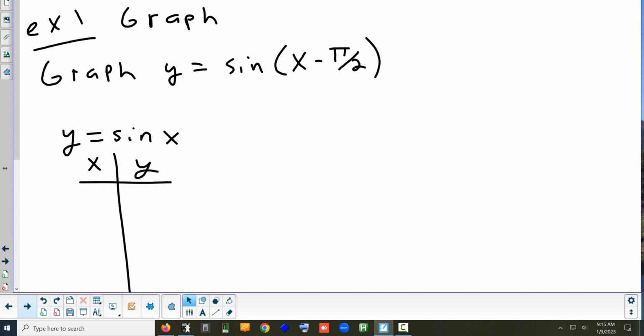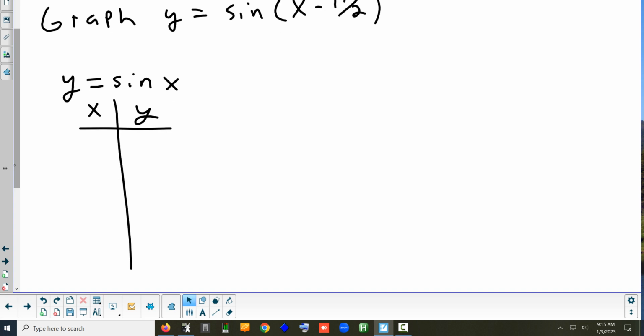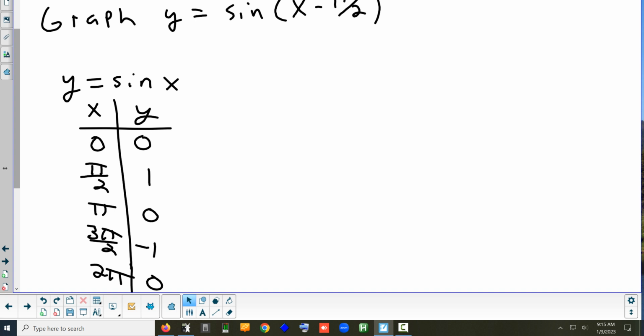This is going to be the original. Can somebody tell me, for my graph of sine, what are my original x values? Yep. 0, pi over 2, pi, 3 pi over 2, 2 pi. Yep. Those are the original x's. And what about the original y's? What are those? 0, 1, 0, negative 1, 0. Perfect. That's my original table. Now we're going to make a table for the new graph.